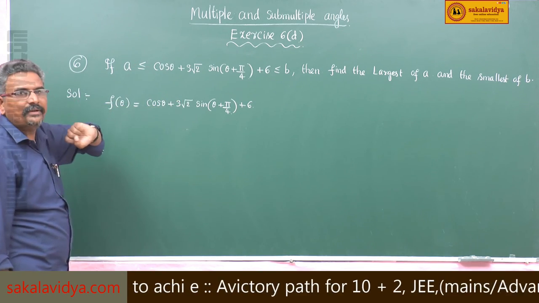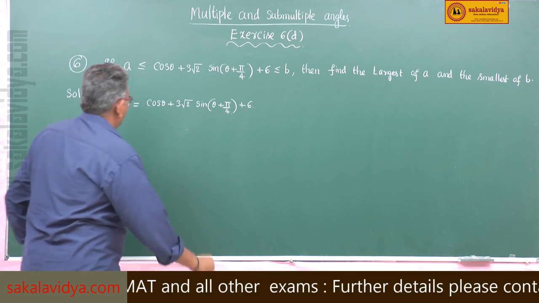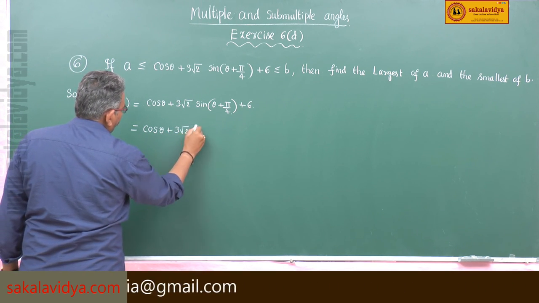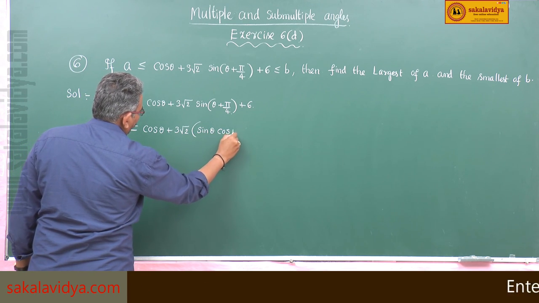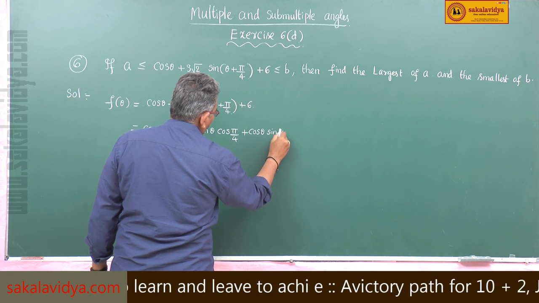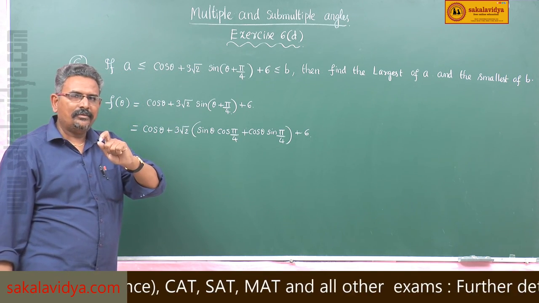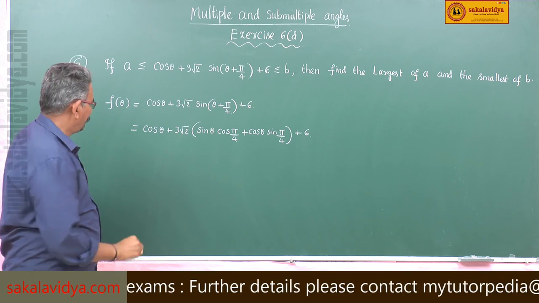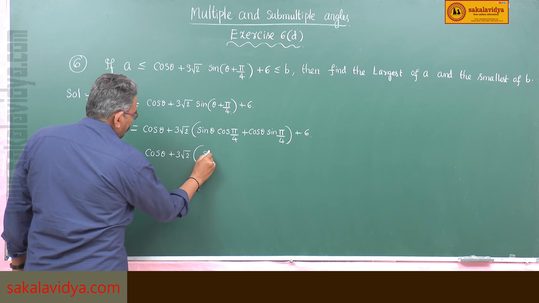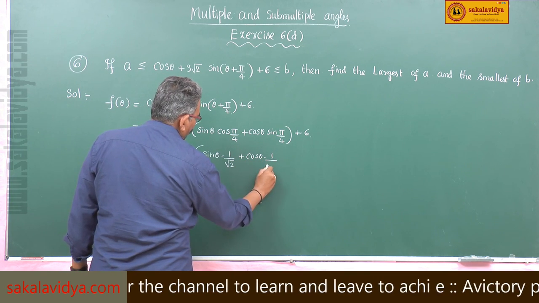Now, let us find out sin of a plus b value. What is sin of a plus b? Sin a cos b plus cos a sin b. So, using that formula, this can be written as cos theta plus 3 root 2 into sin theta cos pi by 4 plus cos theta sin pi by 4, plus 6. Now cos 45 and sin 45 both are the same, equal to 1 by root 2. So this can be written as cos theta plus 3 root 2 into sin theta into 1 by root 2 plus cos theta into 1 by root 2, and plus 6.